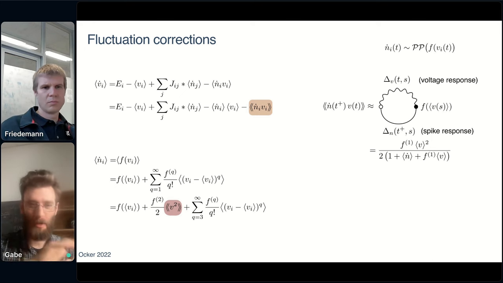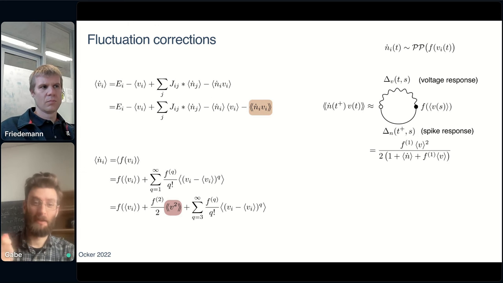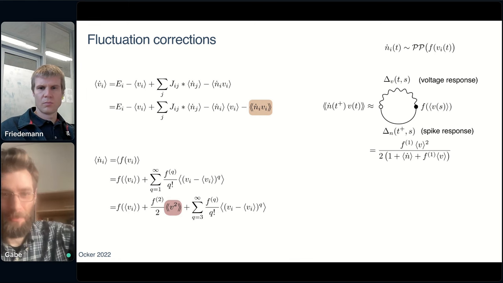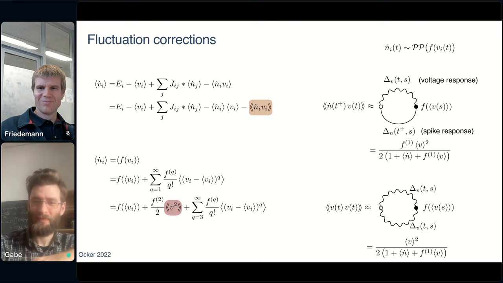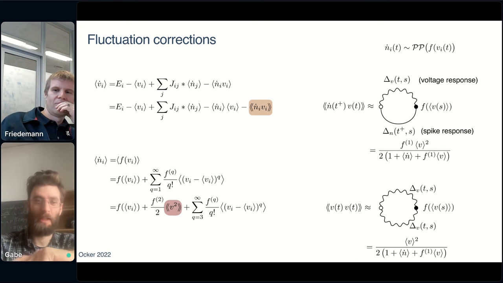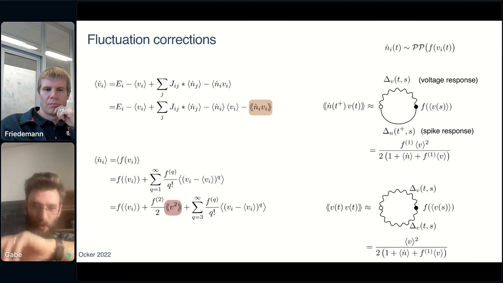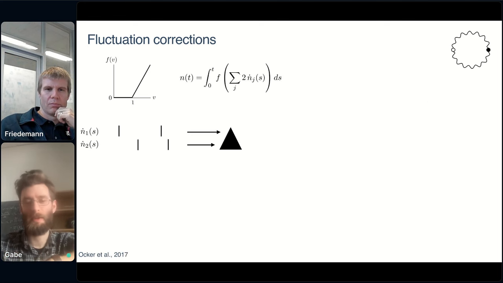I'm not going to go through all the details, there isn't time, but there's a standard machinery for doing this. That is the message I want to get across. If I learned it, so can you. We can also calculate the variability of the membrane potentials in a similar fashion. You can calculate the correlation between spike trains, and again get nice, simple approximations for those.